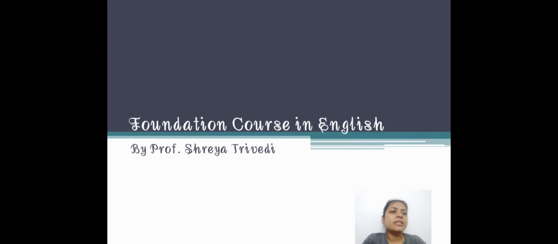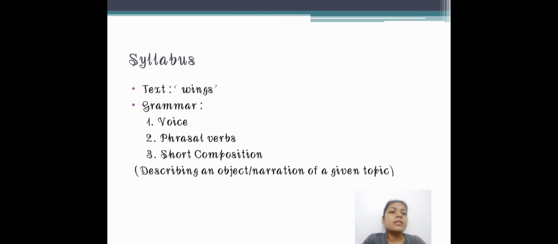First of all, we will discuss the syllabus. In this, we have a textbook named Wings. In that, we have the first 5 chapters. Next, we have some grammar topics such as voice, phrasal verbs, and short composition.